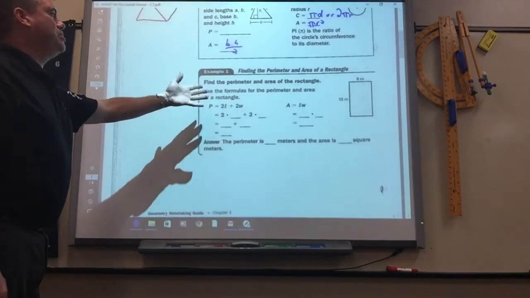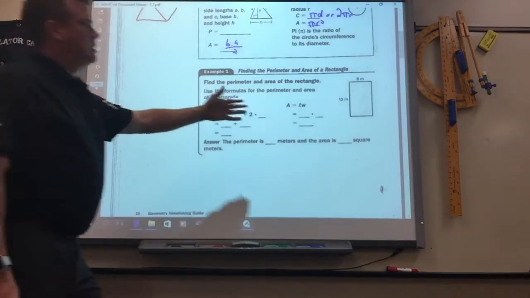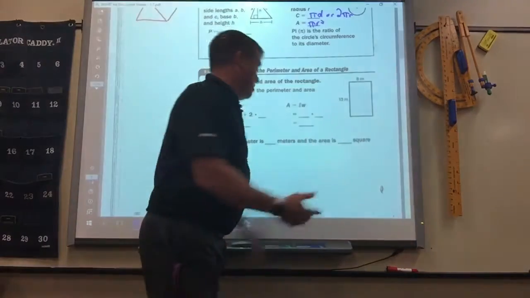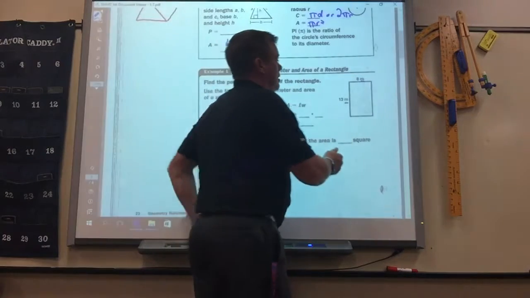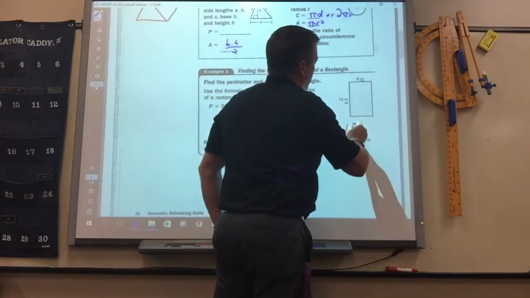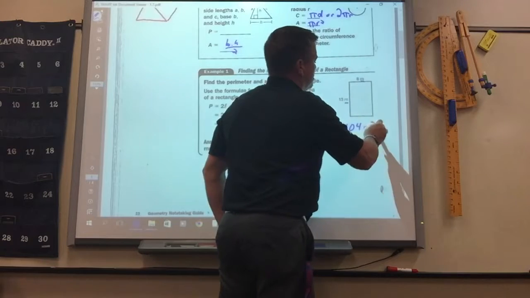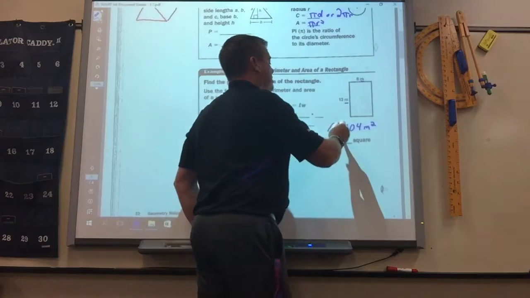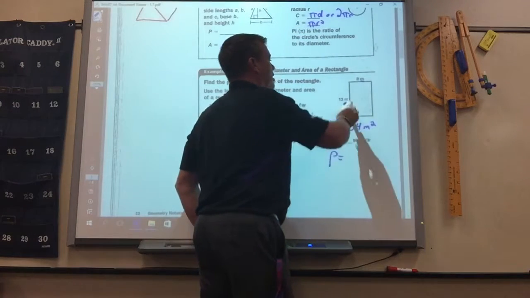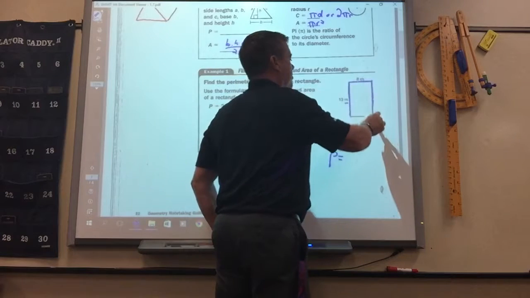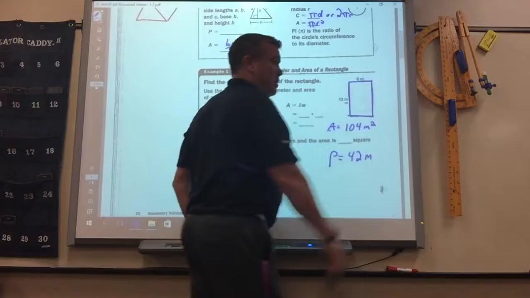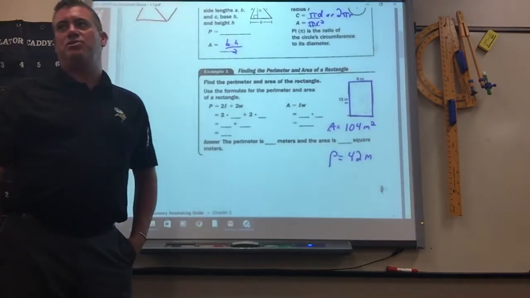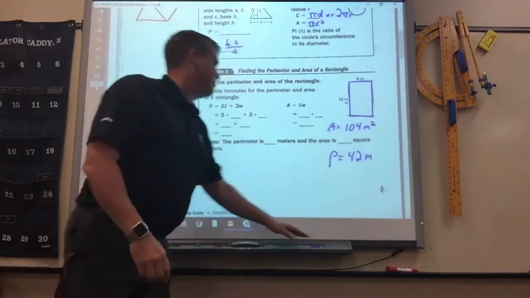Okay, so we shouldn't have to go through these. Area is 8 times the label though. If it's got a label, you got to label your answer. So that's 104 meters squared for the area. The perimeter, you just add them up. 42 meters. Okay, so make sure you get the labels correct.